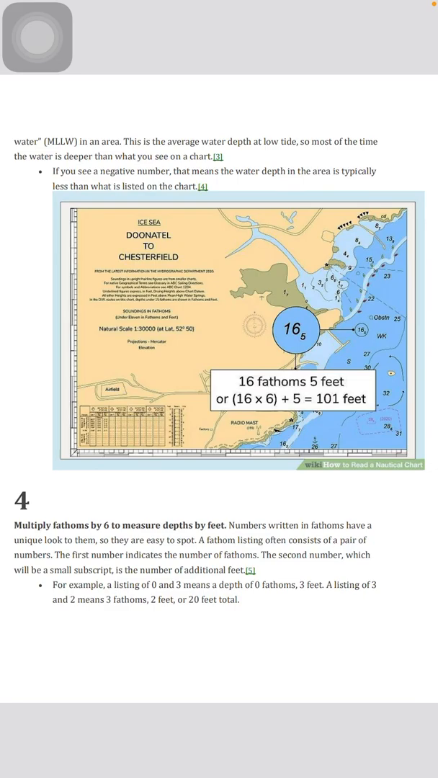Step 4. Multiply fathoms by 6 to measure depth in feet. Numbers written in fathoms have a unique look to them, so they are easy to spot. A fathom listing often consists of a pair of numbers. The first number indicates the number of fathoms. The second number, which will be a small subscript, is the number of additional feet. For example, a listing of 0 and 3 means a depth of 0 fathoms and 3 feet. A listing of 3 and 2 means 3 fathoms, 2 feet, or 20 feet total.